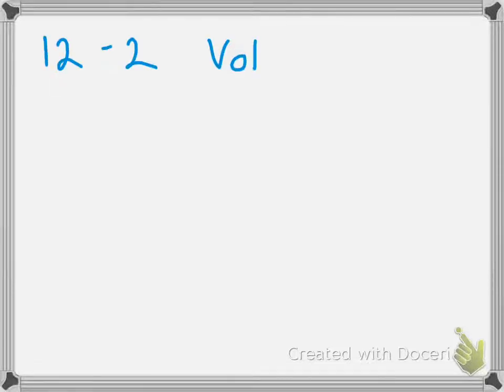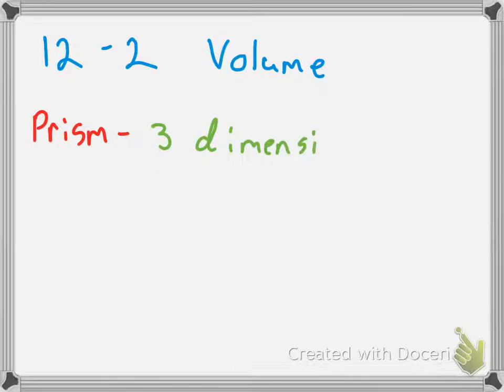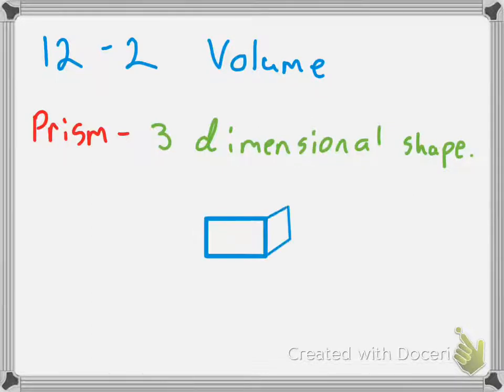So today is 12-2 volume, and you have one vocab word, and that is prism. A prism is a three-dimensional shape. So if I had a rectangle and I drew it as a 3D shape, it's called a rectangular prism because it's a rectangle, but I made it 3D.